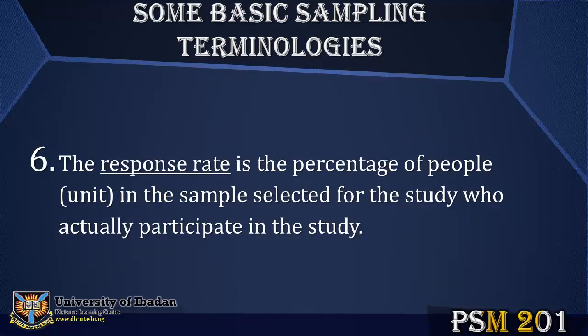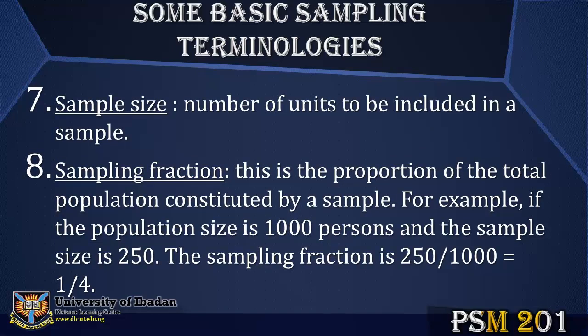The response rate is the percentage of people, units in the sample selected for the study who actually participate in the study. Sample size. Number of units to be included in a sample. Sampling fraction. This is the proportion of the total population constituted by a sample. For example, if the population size is 1,000 persons and the sample size is 250, the sampling fraction is 250 over 1,000. That is 1/4.